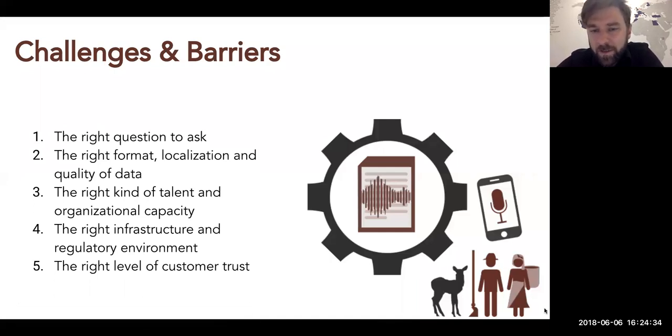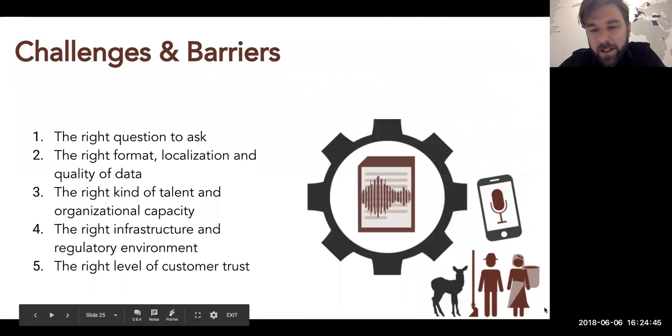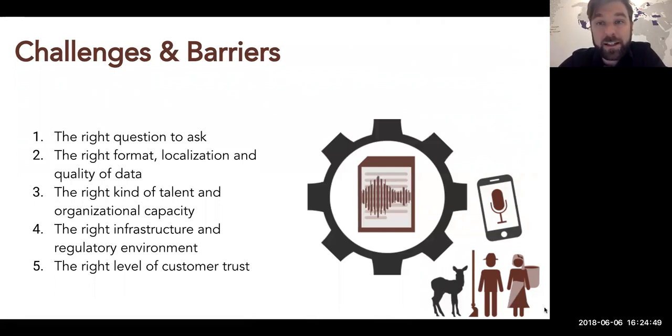And the last two are often left out of the conversation, which is really the right ecosystem. So regulation is quite important, especially as we see more discussion of regulation around AI. And finally, the right level of customer trust. So AI as a technology has an ability to significantly increase trust by increasing engagement and personalization, but also has the ability to break trust. One mistake can cause somebody to leave a platform, and so this has to be very carefully considered as well.